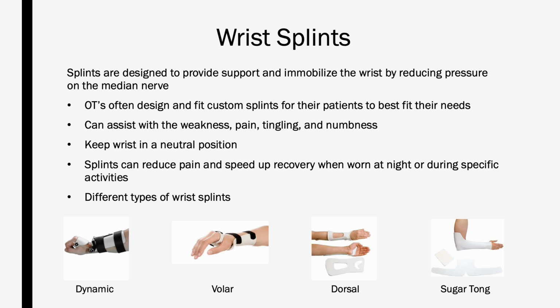There are actually different types of wrist splints, as seen below. There's dynamic, volar, dorsal, or even sugar tong. And like I mentioned, everyone is different, and depending on the severity of the case, OTs can design and instruct different types of splints for their patients.